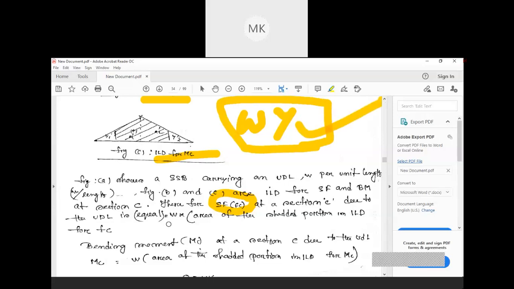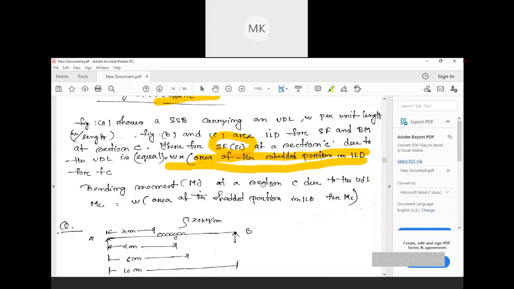But for UDL, what is it given by? It is given by W into the area of the shaded portion in the ILD. Remember this: in place of Y, now we need to consider the area where the UDL is applied. Similarly, the bending moment at point C is also given by W into the area of the shaded portion in the ILD. Remember, whatever point load or UDL is given, we are going to find out the effect at a particular point, because ILD is the representation of a moving load, so we need to find out the effect at a particular point. We are considering C as the point, so we are going to find out at that point.